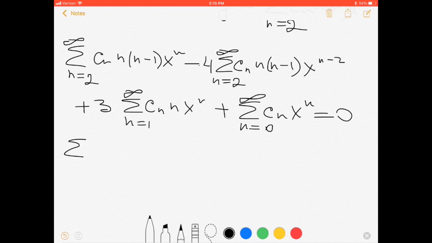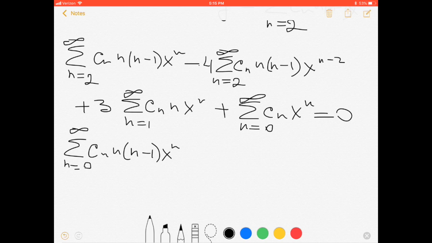If n is 0, this means the first term is 0, because n is 0 and you multiply it by 0. If n is 1, my second term will be 0, because 1 minus 1 gives me 0. This means for the first series, I can write n starting with 0 to infinity, Cn n(n minus 1) x to the power n. You see nothing changes, because the first two terms here are 0.